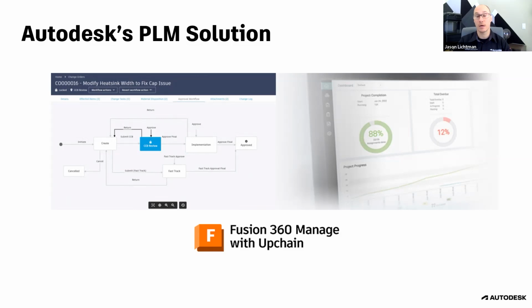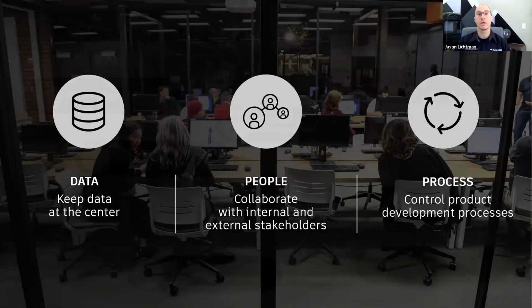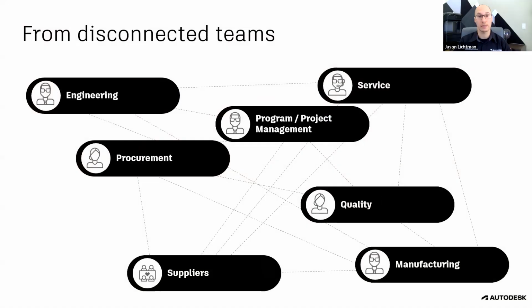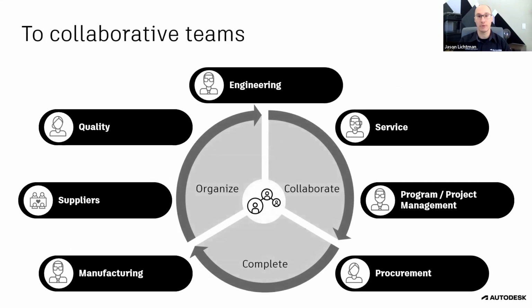It takes the best of both of these products and allows you to pick and choose what you're using from each and really connects everything together. But as I mentioned earlier, the three things that we talk about connecting are data, people, and process. You're going to go from disconnected teams like this to very much connected, collaborative teams like you see on the screen. So this covers PLM, at least at a high level.